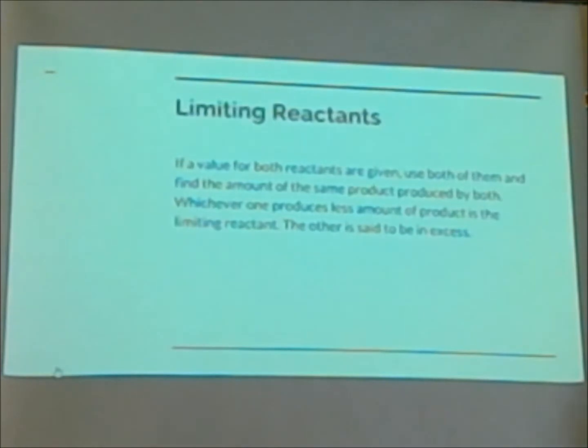I'm just going to show an example. If we're given a reaction, let's do the other one.